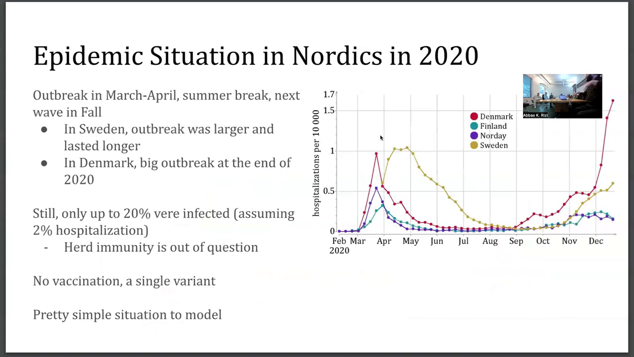This particular year is very nice from the perspective of epidemic modeling. It's very simple to model. There's no vaccination going on, so no immunity from vaccine. There's just a single variant of COVID, only wild type. Even in Sweden and Denmark, only up to 20% of people were infected. So there's no herd immunity. All the complexity associated with modeling of infectious disease is not really here. We can use a very, very simple model for this.